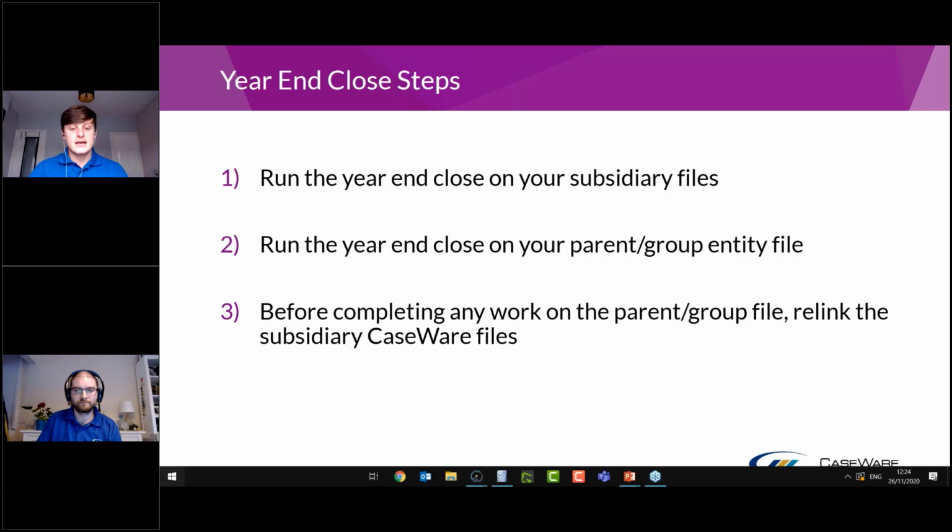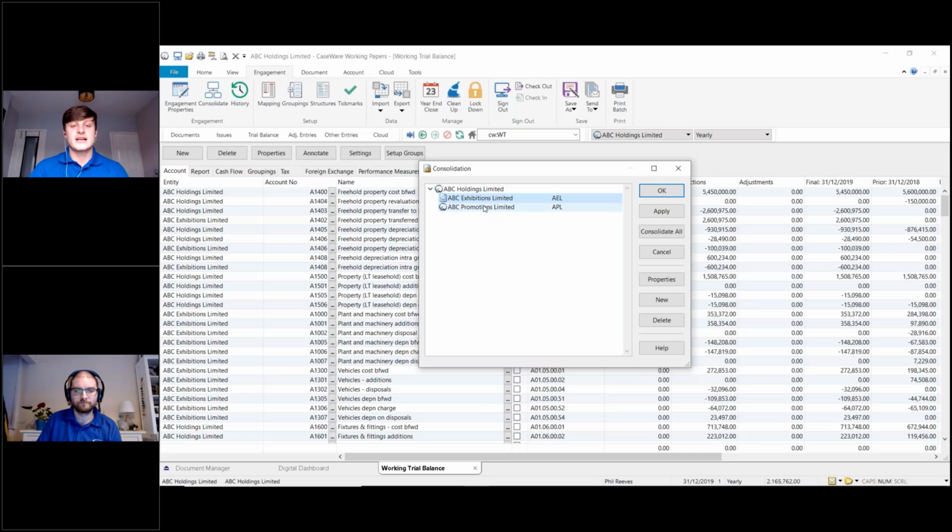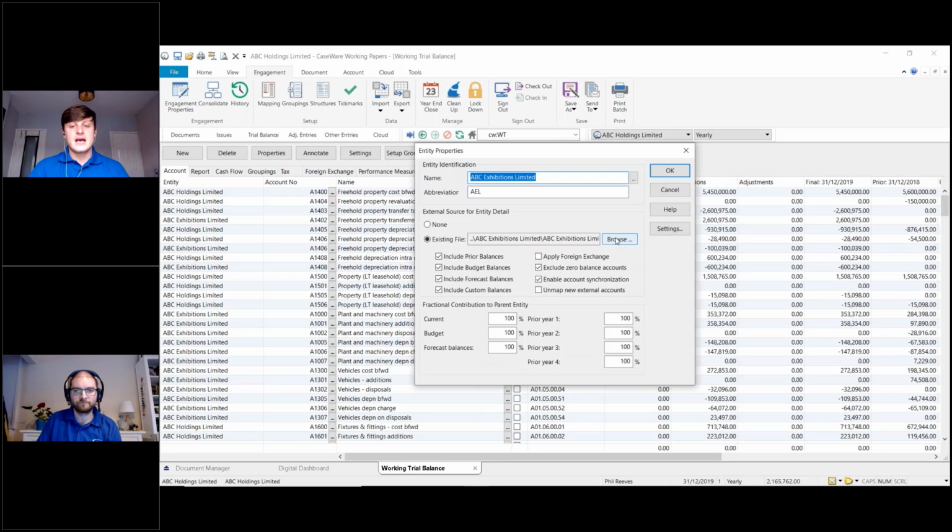Now, as you can see, this would essentially be a case of going into the consolidated tree again and selecting the properties and browsing to the new subsidiary file, so the 2020 subsidiary file. We make sure that this option to include prior year balances is deselected, because the prior year data is already in our group file. So all we're looking to pull through in the future is the current year's information for that subsidiary.